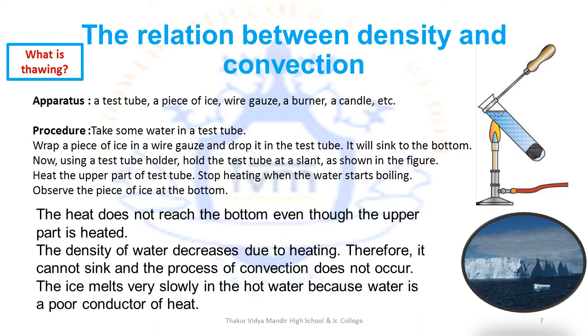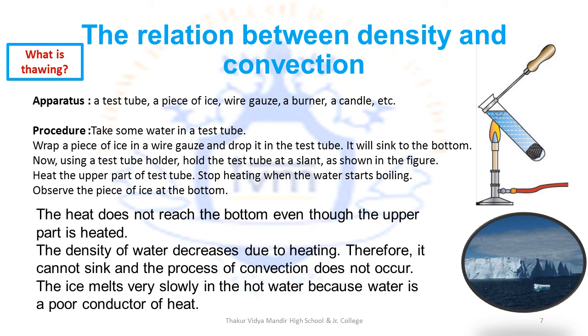The procedure for this experiment is quite simple. You can do it at home in the presence of an adult. Take some water in a test tube or in a glass beaker. Fill 3/4 of the test tube with water. Wrap a piece of ice in a wire gauze and drop it in the test tube. It will sink to the bottom.